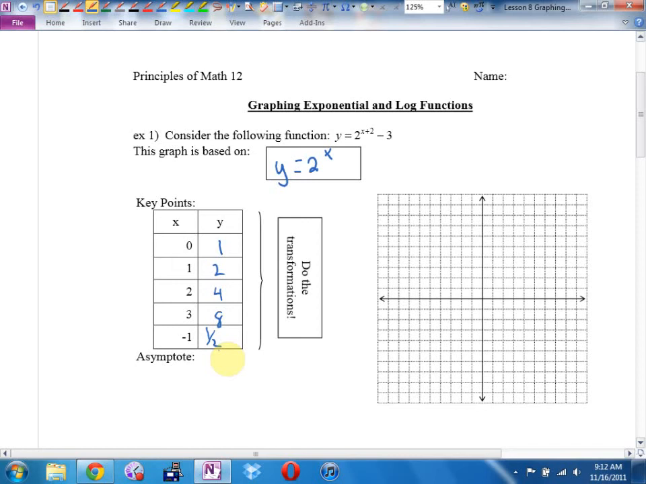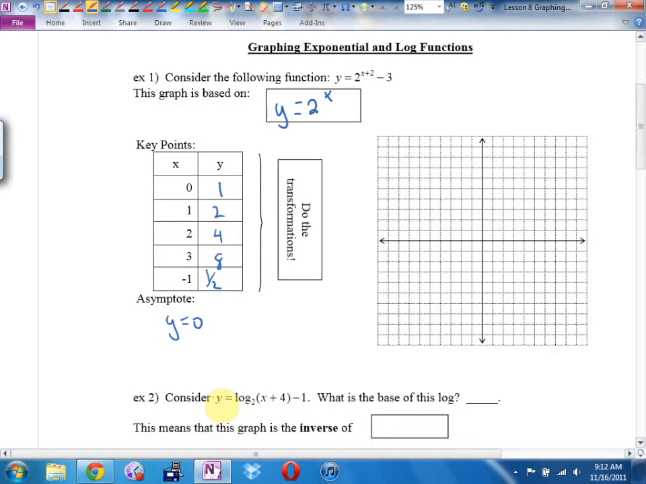Sorry, I said it wrong. It's the x-axis. This is the asymptote, which as an equation is this. Every single exponential graph has that. And then if there was a 3 there, these numbers would be different, but the shape would be similar.